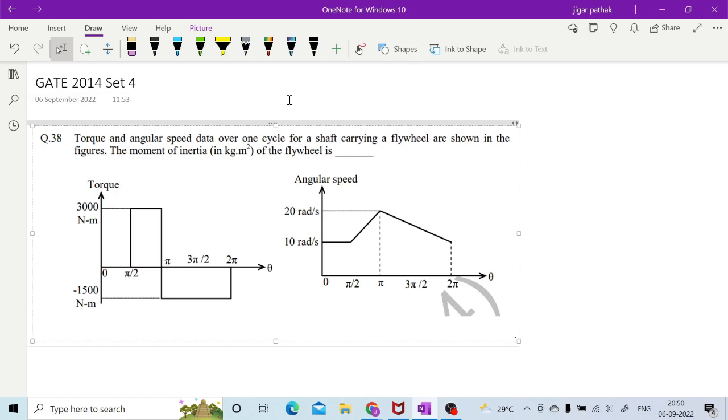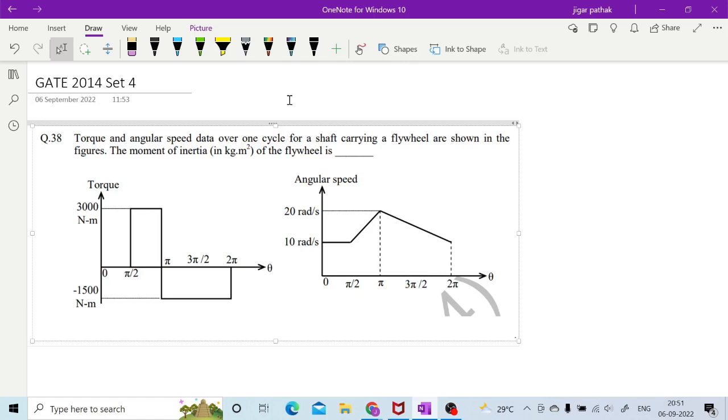Sir, 31.41. How? Sir, from here we have a. The moment of inertia I am getting is 31.41. First I have found the time period 2 pi from the T-theta diagram, and then I found the work done from there. In the second, the angular speed and theta diagram, I have got omega max that is 20 and omega mean 10. How have you calculated the delta E?